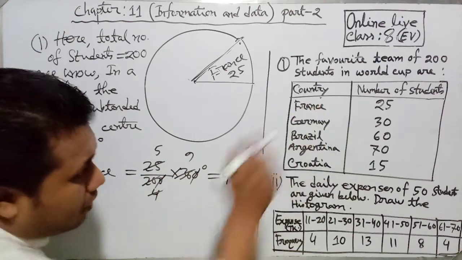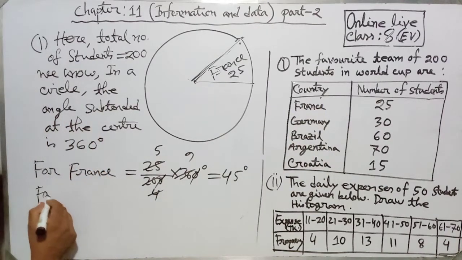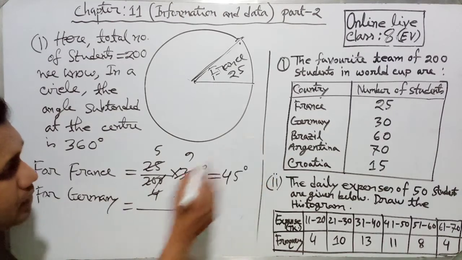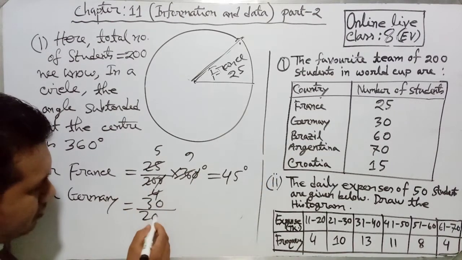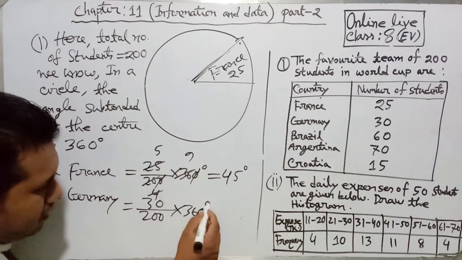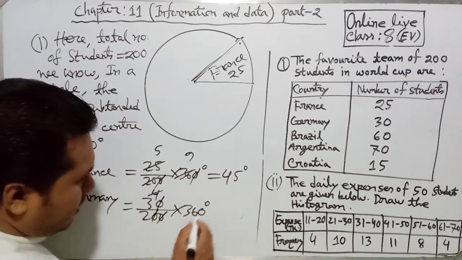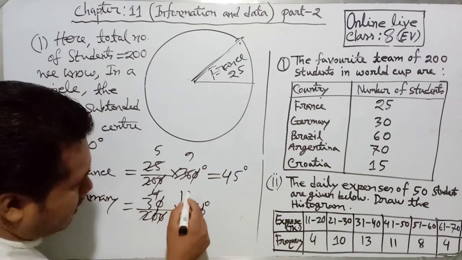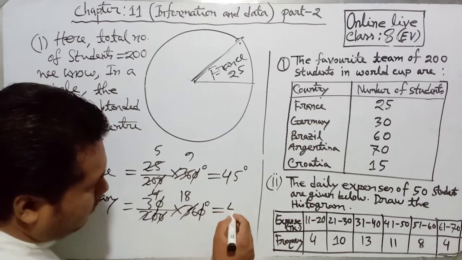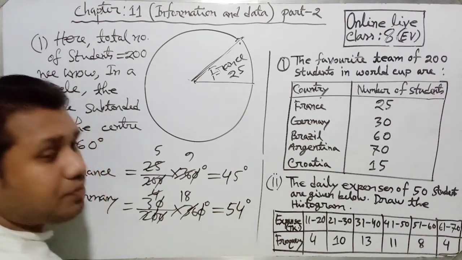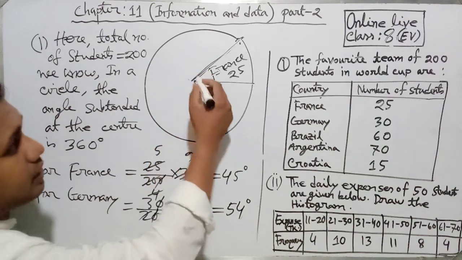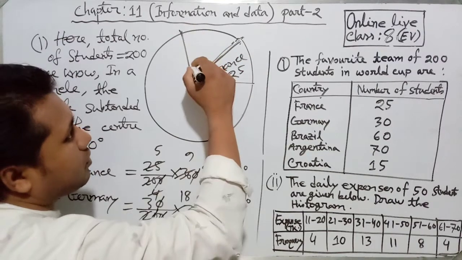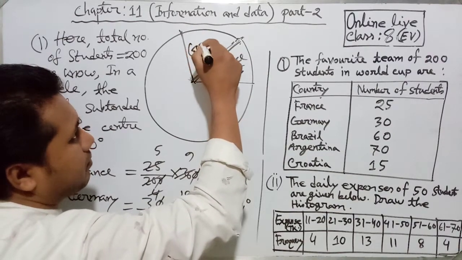Clear, dear students? Now we can go for Germany. It will be 30 divided by 200 times 360. Now cancel the zeros. Now 2 divided by 30 is 18. So it will be 54 degrees. Clear? Now take your protractor, set it up there, and suppose this is 54 degrees. So now we can say this is Germany.